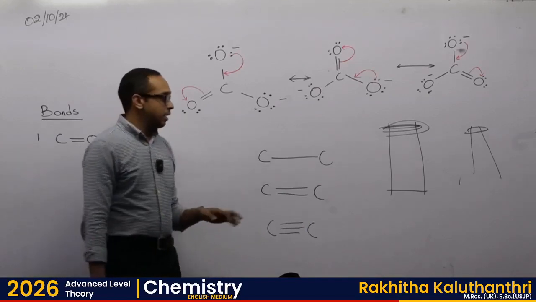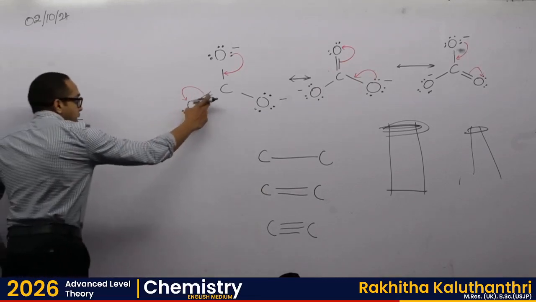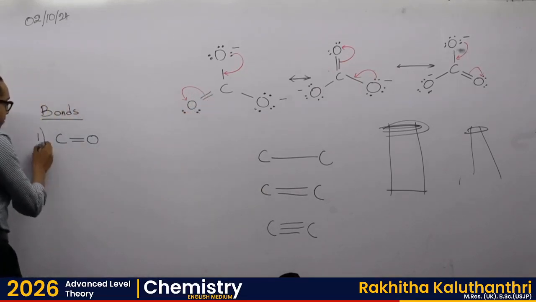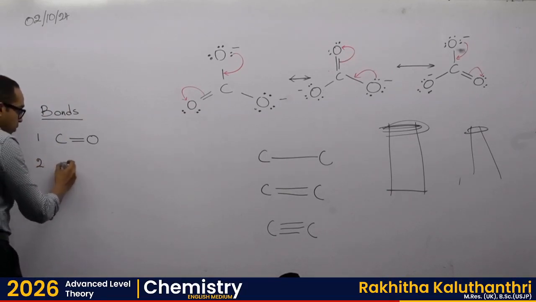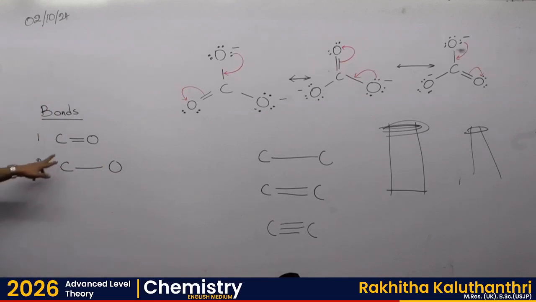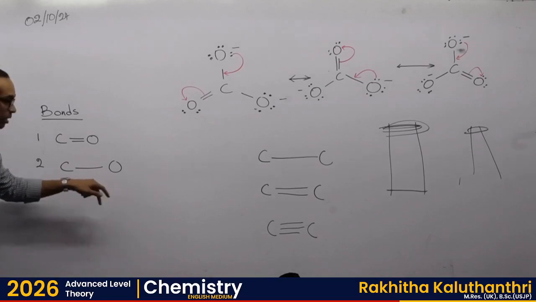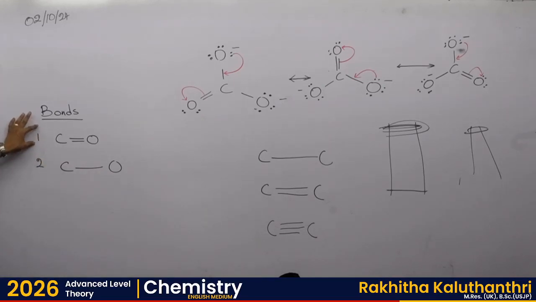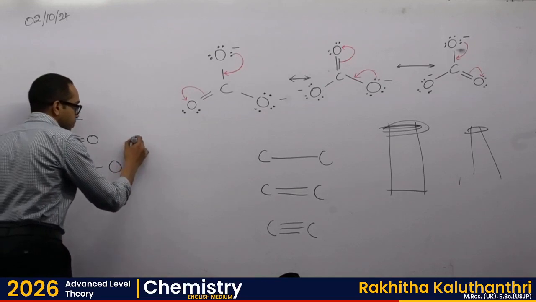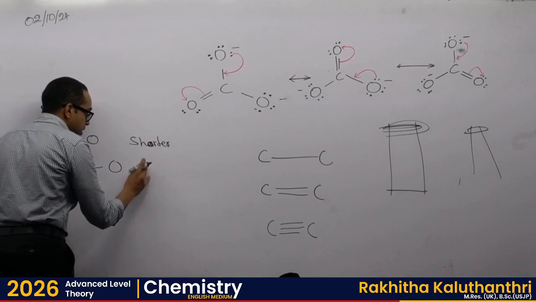Right. So students, the reason why I am bringing this up is because according to the structure we have drawn, we have one carbon-oxygen double bond and one carbon-oxygen single bond. So this particular bond is shorter, and this one is longer.